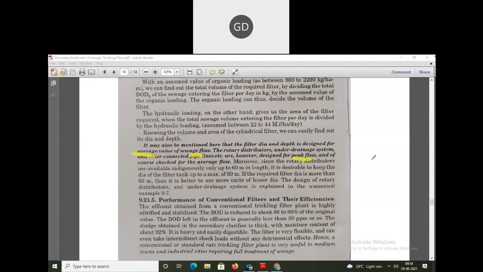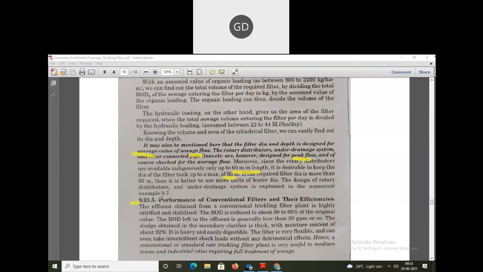The rotary distributors can be up to 60 meters in length, and it is desirable to keep the diameter of the filter tank to a maximum of 60 meters. It can be below 60 meters also, but it is desirable to keep it at a maximum of 60 meters. If the required filter diameter is more than 60 meters, then it is better to use more units of lesser diameter. So you can use many units of filtering media of somewhat lesser diameter.